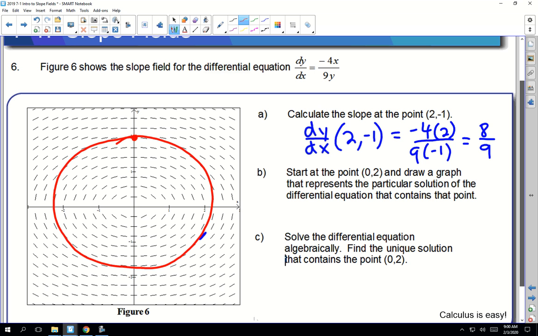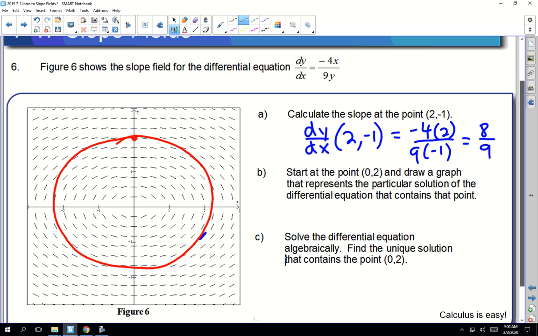So starting at (0,2), that looks like the particular solution. That's a sketch of the particular solution. If you were to find the equation of it, we have to go back to ellipses. Do you remember the formula of an ellipse? x squared over a squared plus y squared over b squared equals 1. You guys remember? So we could come up with an equation like that to go with this.